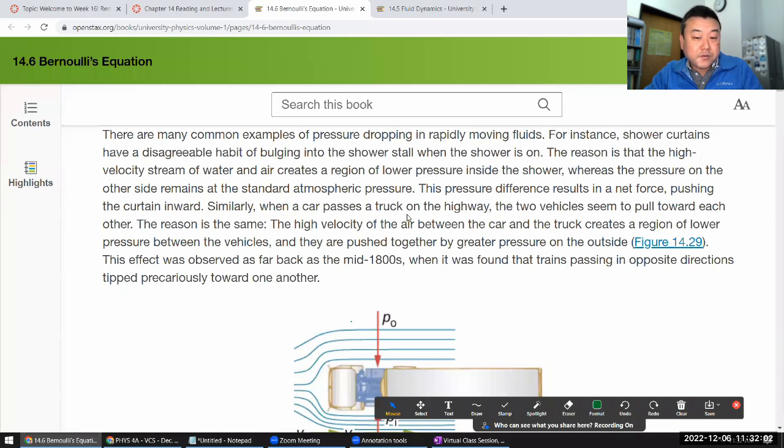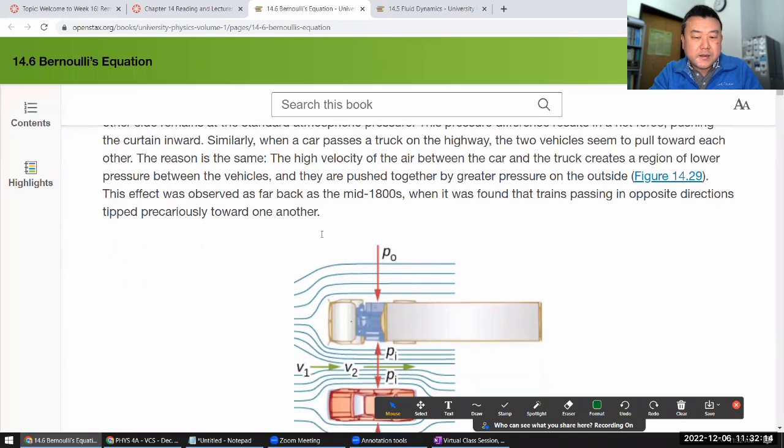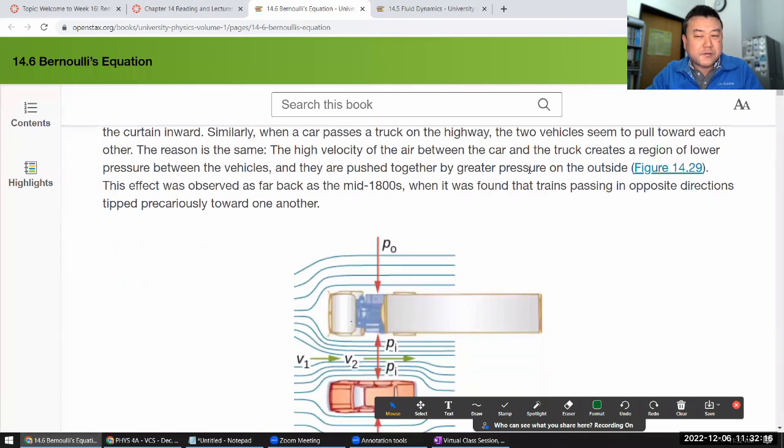Similarly, when a car passes a truck on the highway, the two vehicles seem to pull toward each other. The reason is the same. The high velocity of the air between the car and the truck creates a region of lower pressure between the vehicles, and they are pushed together by greater pressure on the outside.